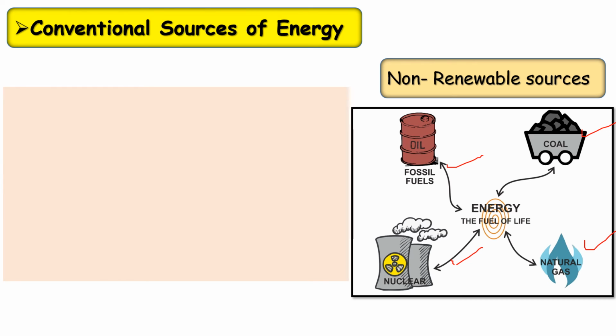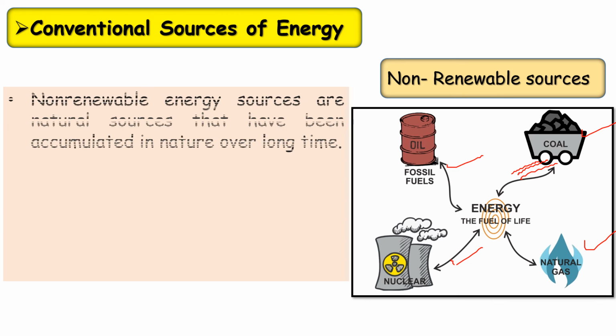Because once these sources get over, we won't be able to have them immediately, because formation of these sources requires a lot many years, say thousands of years. Fossil fuels, coal, their formation requires thousands of years. Hence, these are non-renewable sources. Once they get over, it will be difficult for us to produce them, because their formation takes a huge amount of time, say thousands of years.